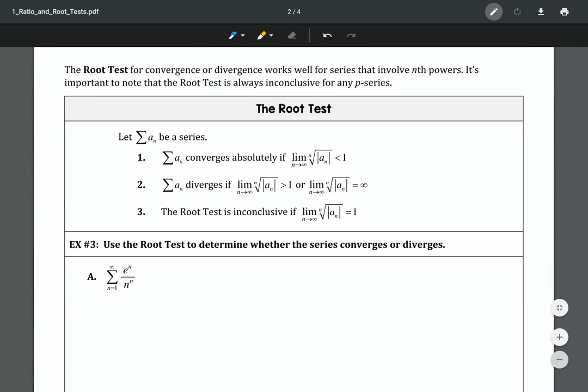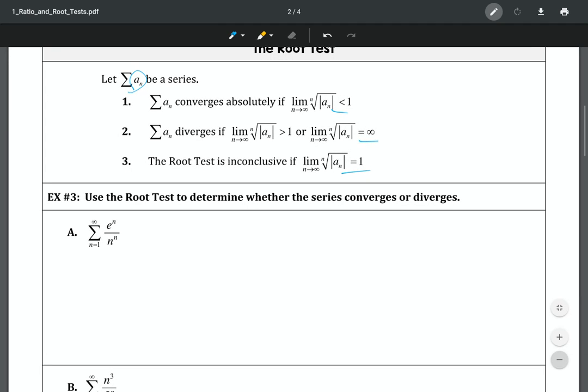Okay, so the root test for convergence or divergence works well for series that involve nth powers. It's important to note that the root test is always inconclusive for any p-series. But let's go on. So on example 3, notice that you have this formula. Notice that you have the sum right here. If you take the nth root of the absolute value, then depending on the scenarios, it'll tell you whether it's converging or not, or inconclusive.